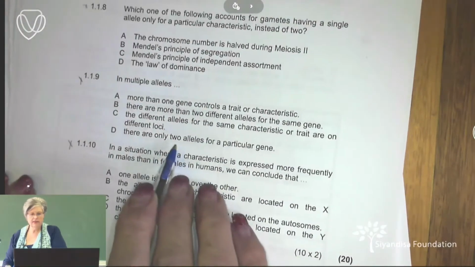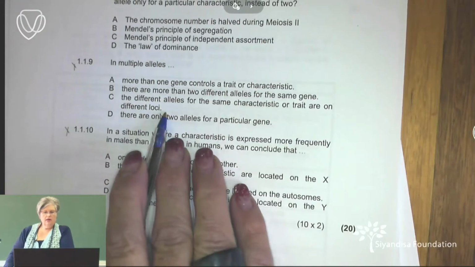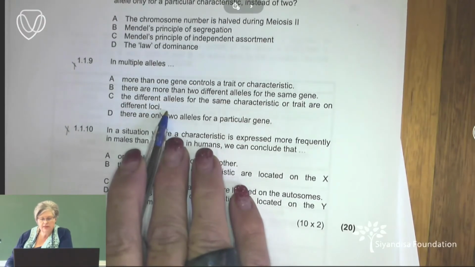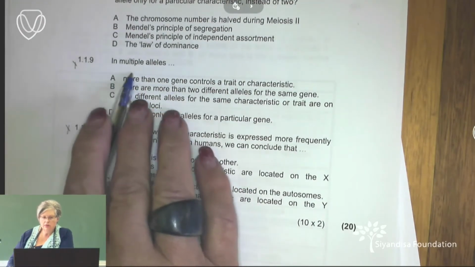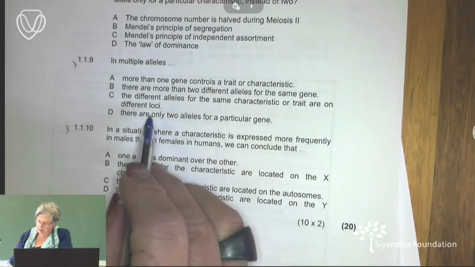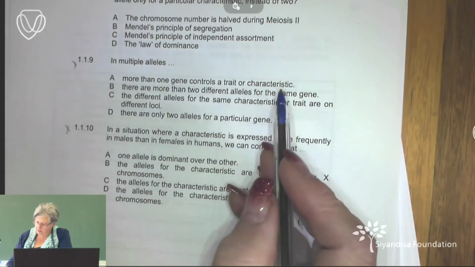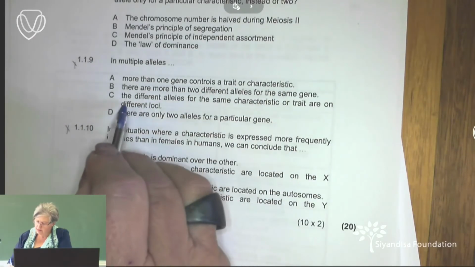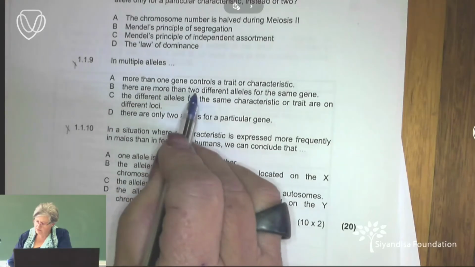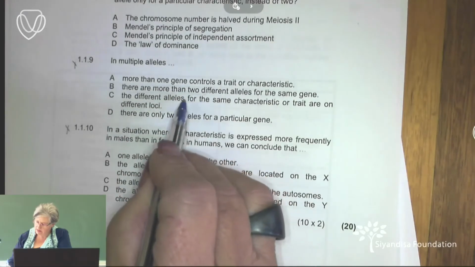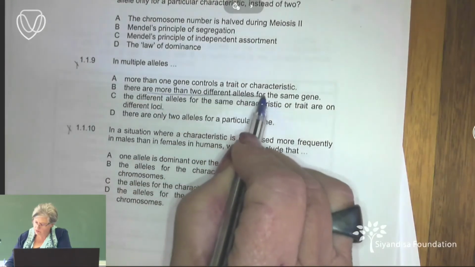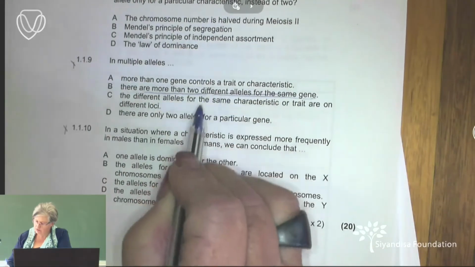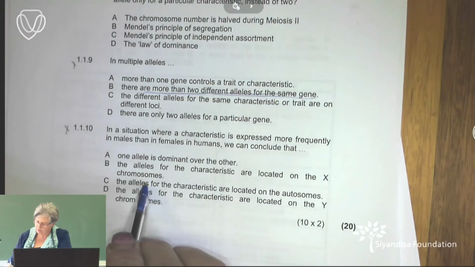In multiple alleles, remember what multiple alleles is? It's like blood group. So in multiple alleles, there are more than two different alleles. It's not genes. There are more than two different alleles. So this one is true.